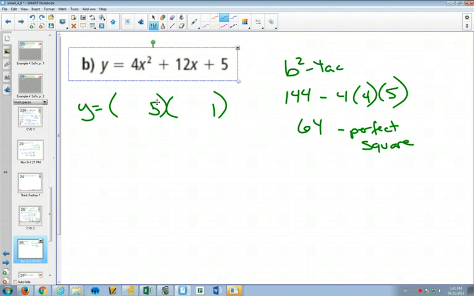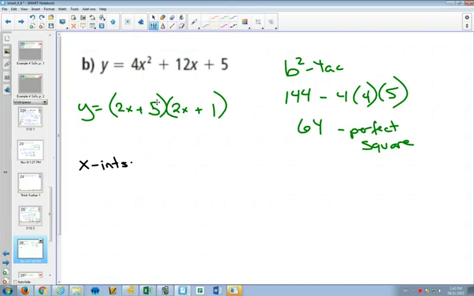So now I'm going to start with 5 and 1, and I'm going to look, does 2 and 2 work or 4 and 1 work better? And the mental math here says 2 and 2 works better because I've 10 on the inside, 2 on the outside, that makes 12. And they both have to be positive to get positive 12, and I still have positive 5 from my last one, so I know that this works. So I know right away from factoring what my x-intercepts are. My x-intercepts are going to be negative 5 over 2 from the first one and negative 1 over 2 for my second one.